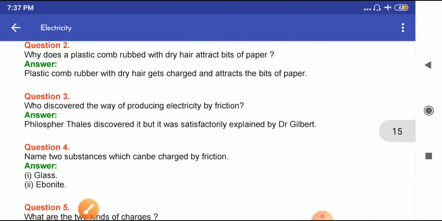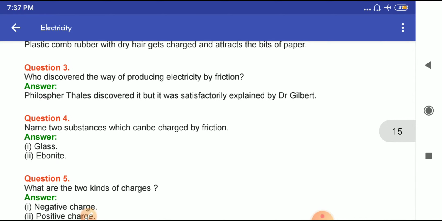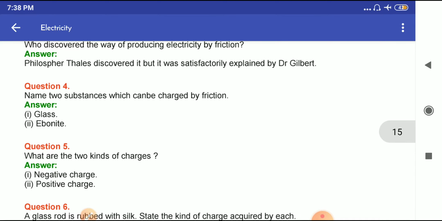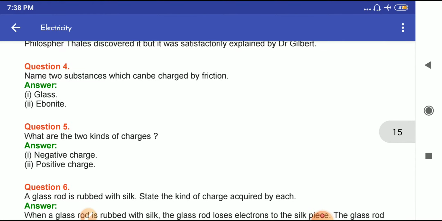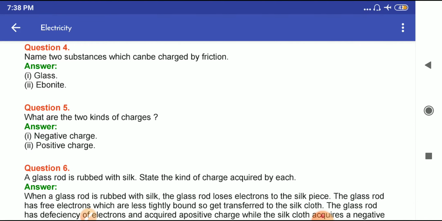Now question number 3. Who discovered the way of producing electricity by friction? So this is your answer. Question number 4. Name two substances which can be charged by friction. Answer: glass and ebonite. Question number 5. What are the two kinds of charges? Negative and positive charge.